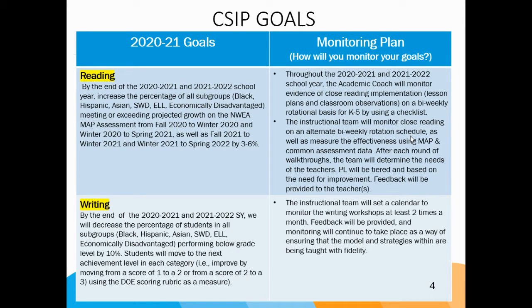Monitoring plan. How will you monitor your goals? Well, throughout the 2020-2021 and 2021-2022 school years, the academic coach will monitor evidence of close reading implementation through lesson plans and classroom observations on a bi-weekly rotational basis for K through 5 by using a checklist. The instructional team will monitor close reading on an alternate weekly basis on a rotational schedule, as well as measure the effectiveness using the MAP and common assessment data.